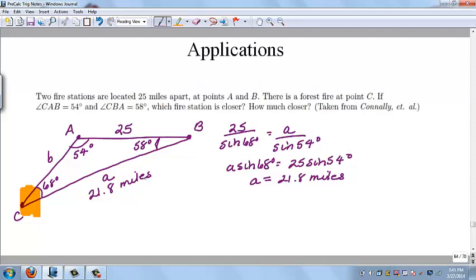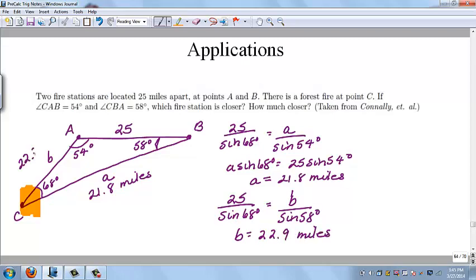Okay. Now let's do the same with b, so we can see how far away that is. So I'm going to use the same ratio. 25 is to the sine of 68. And I usually try to use what they gave us in the word problem. And I'm going to find b, okay, is to the sine of 58. Cross multiply and do my dividing. I end up coming out with b is 22.9 miles. So this is 22.9 miles. So my picture doesn't really show this, but fire station A is closer. All right. So now I know A is closer.